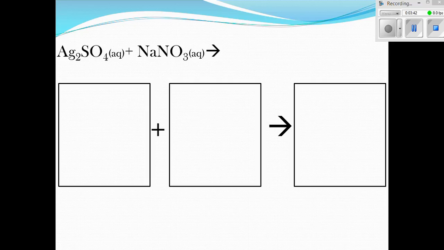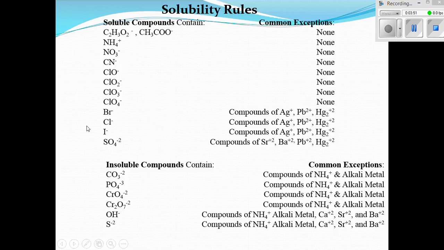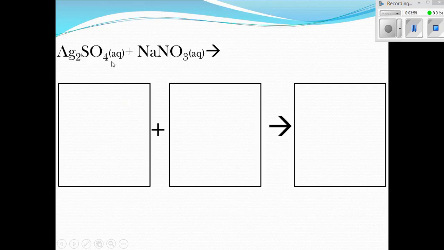As another example, we have silver sulfate, which is aqueous. If we look back over at our chart, so I'm going to flip screens for a second. Sulfate right here is soluble. These are the exceptions. Silver is not one of those exceptions, so it is soluble, which is why we put aqueous. Sodium nitrate, I'm going to tell you right now, whenever there's an alkali metal, it will be aqueous. Whenever there's nitrate, it will be aqueous.